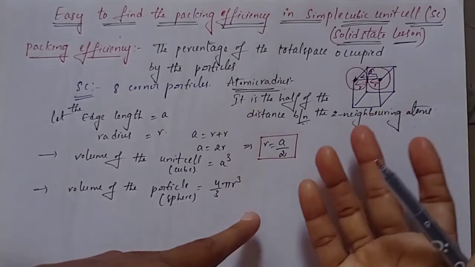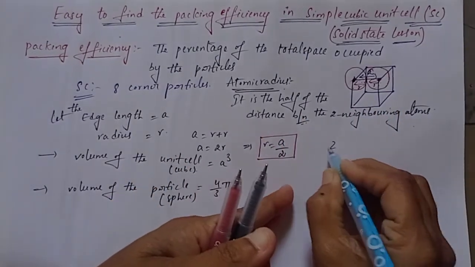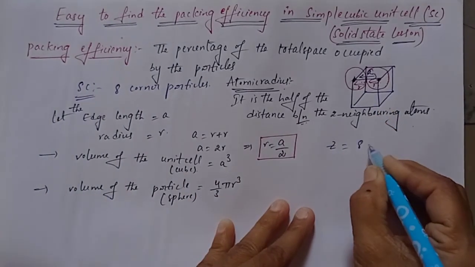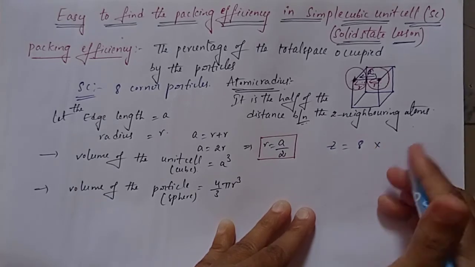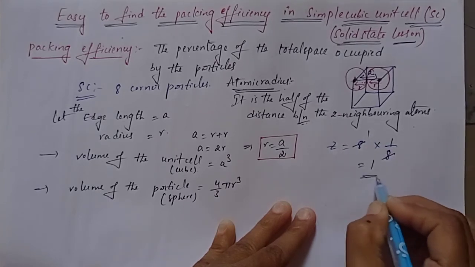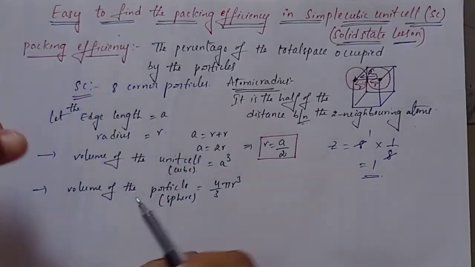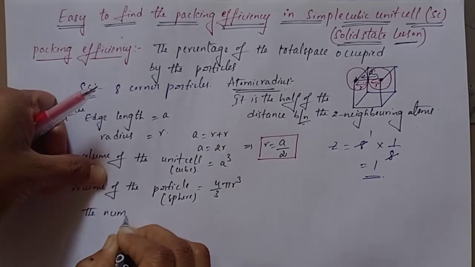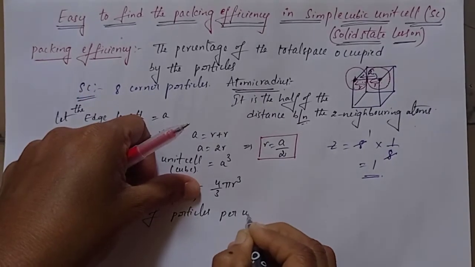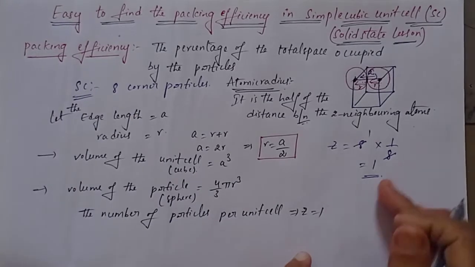Next, the number of particles per unit cell. In the simple cubic unit cell, students, what is the Z value? How to find the Z value? In a simple cubic unit cell, only 8 corner particles will be there. Each corner particle's contribution is 1/8. So 8 ones are 8, Z is equal to 1. That means the number of particles per unit cell is equal to 1. Okay, write that point, students. The number of particles per unit cell is Z equal to 1.